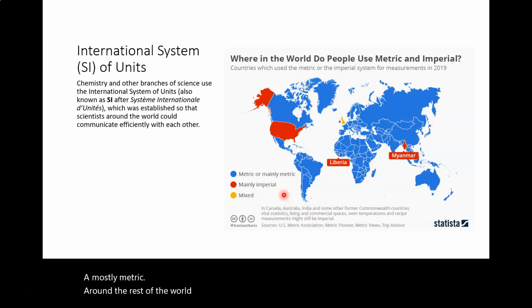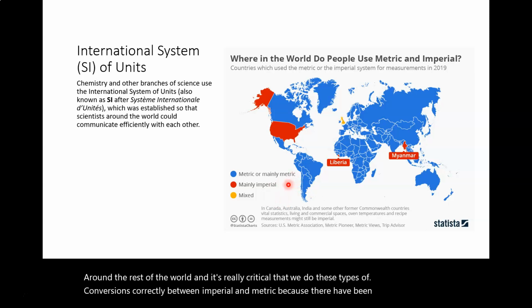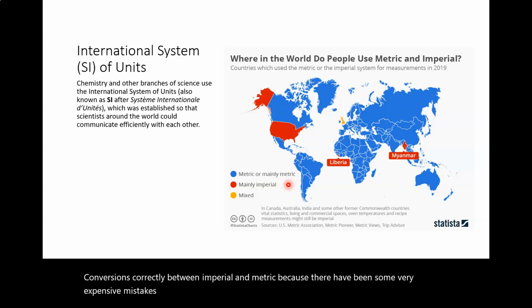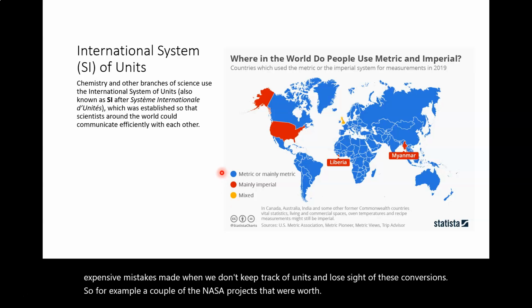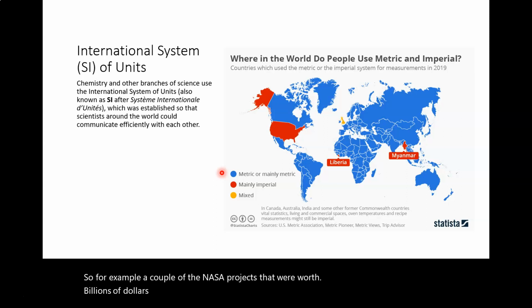And it's really critical that we do these types of conversions correctly between imperial and metric, because there have been some very expensive mistakes made when we don't keep track of units and lose sight of these conversions. So for example, a couple of the NASA projects that were worth billions of dollars were lost because of mistakes made in conversions.